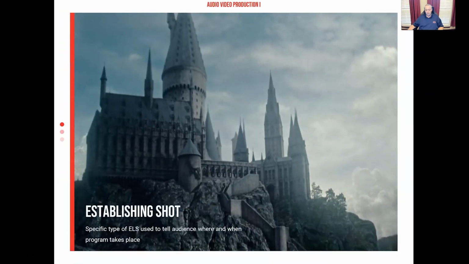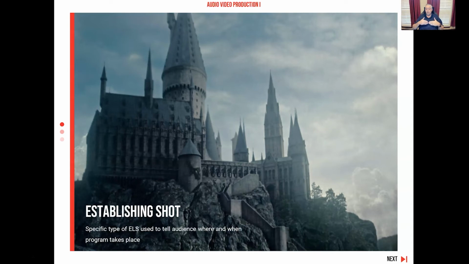All right, let's go to Hogwarts. Okay, this one is what we call an establishing shot. Now, there's lots of different types of establishing shots, but I want you to think for a moment that you're watching one of the Harry Potter movies. They are going to show a shot just like this of Hogwarts, and then the next shot might be Harry and Hermione inside in the Great Hall having a discussion. All right, the establishing shot is to let you know where those characters are.